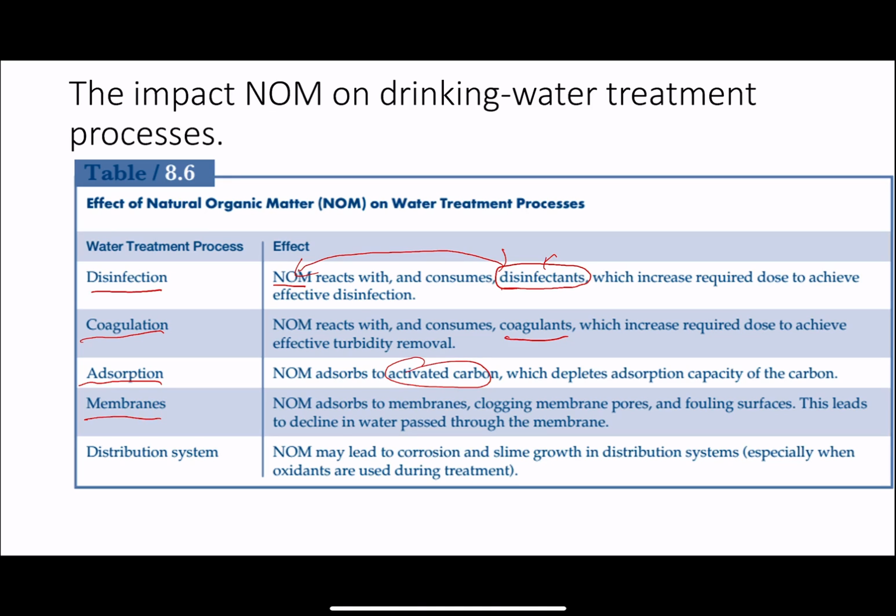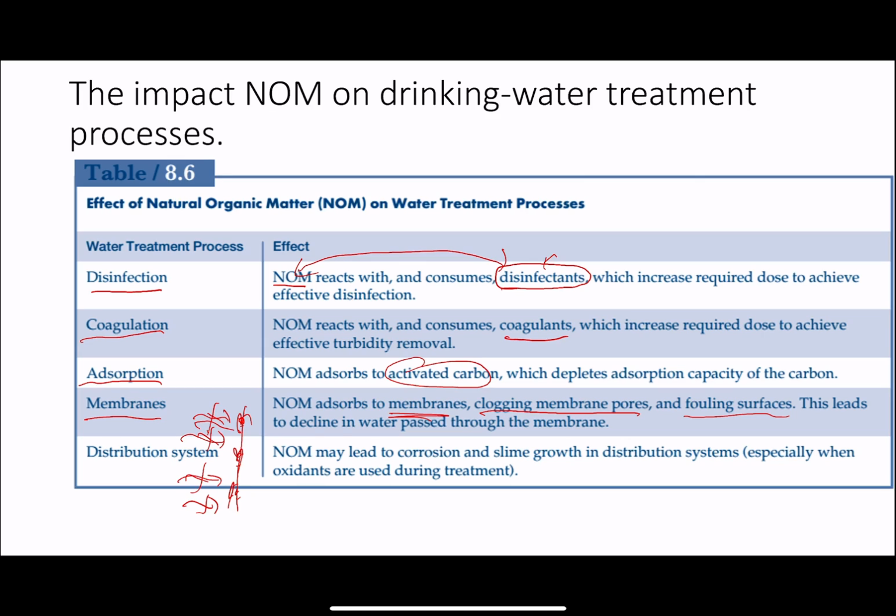Also, NOM affects the membranes. If you have a membrane unit, NOM adsorbs to the membrane. You have a membrane, and of course there are small holes in the membrane to allow the water, with turbidity and high organic matter, to pass through, and these organics clog these openings. The problem is that NOM will adsorb to the membrane, clogging membrane pores and fouling surfaces. This will cause a decline in water passing through the membrane, so everything will stop. Nothing will get past the membrane, because of NOM.